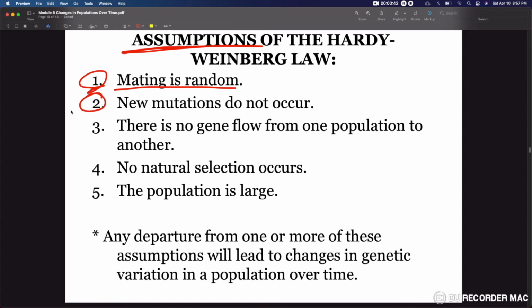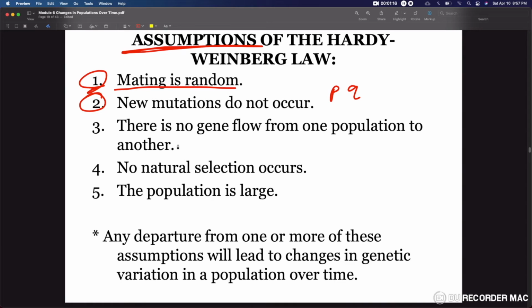Next is that no new mutation must occur, meaning your organism must not mutate. If your organism mutates, the values of your p and q might change. The value of your dominant and recessive alleles might change because there's always something new coming up. It's always changing. Maybe other characters might come up along the way. There must be no mutation.